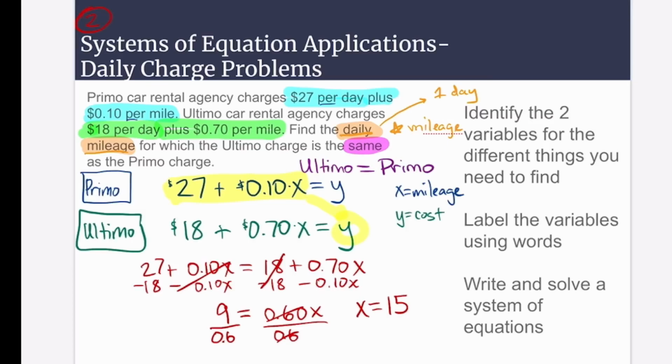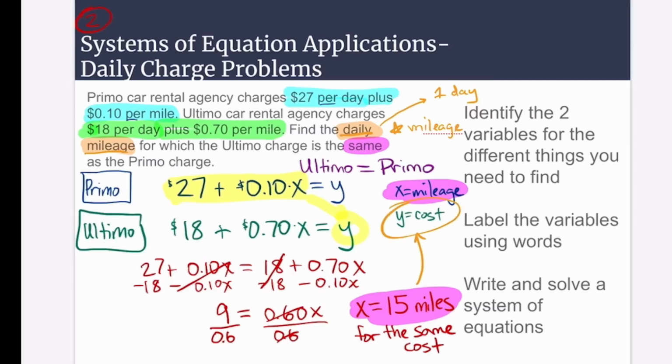It's a word problem. So we said over here that x is the mileage. So 15 miles. Find the daily mileage for where they're the same. 15 miles, and that would be for the same cost. If they asked for what the cost would actually be, then you take this 15 and you plug it in, and you solve for y if they ask for the cost.